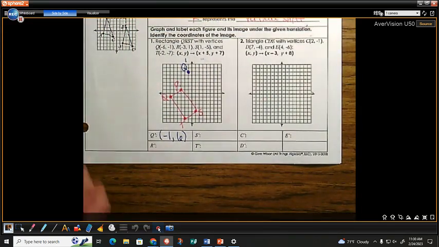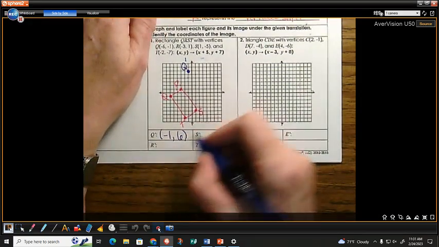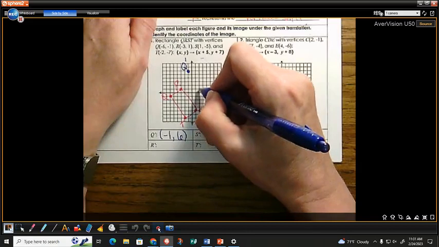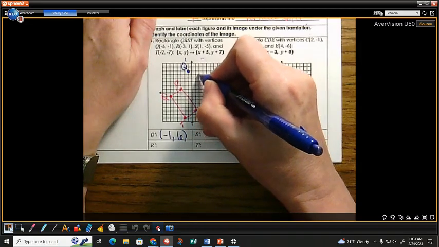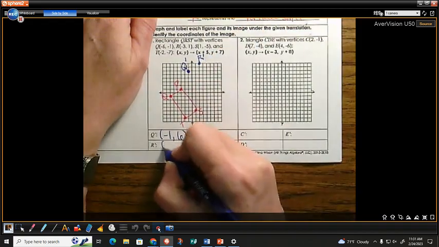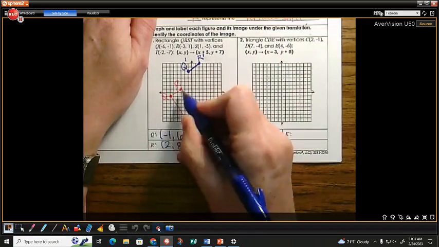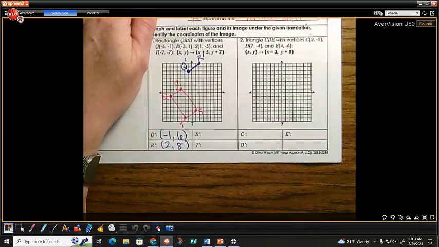Okay, next victim. I need R prime. Yes, sir. I got 2, 8. So let's see. 2, 1, 2, 3, 4, 5, 6, 7, 8. So 2, 8. Does that look like it's doing the same thing as it was down there? So it seems pretty good.